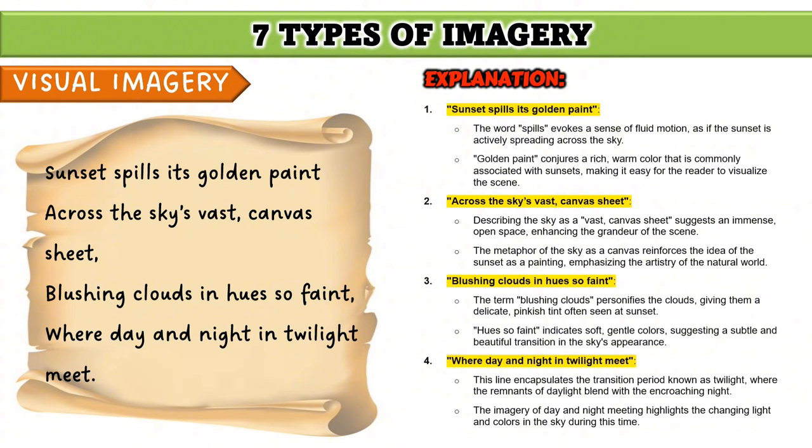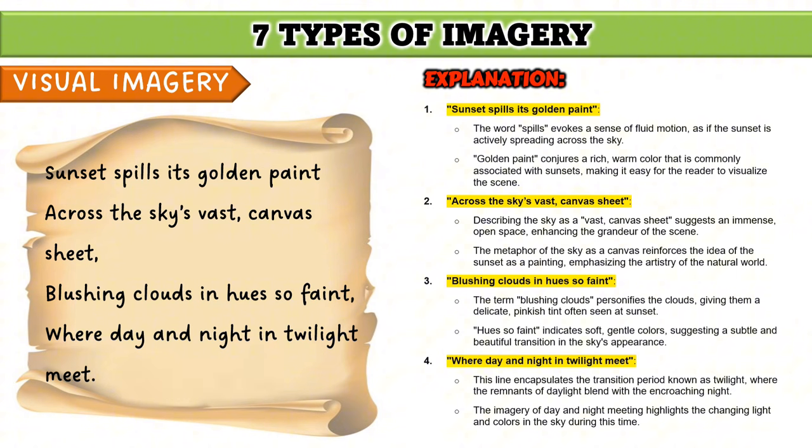Sunset spills its golden paint. The word spills evokes a sense of fluid motion, as if the sunset is actively spreading across the sky. Golden paint conjures a rich, warm color that is commonly associated with sunsets, making it easy for the reader to visualize the scene. Across the sky's vast canvas sheet. Describing the sky as a vast canvas sheet suggests an immense open space, enhancing the grandeur of the scene. The metaphor of the sky as a canvas reinforces the idea of the sunset as a painting, emphasizing the artistry of the natural world.